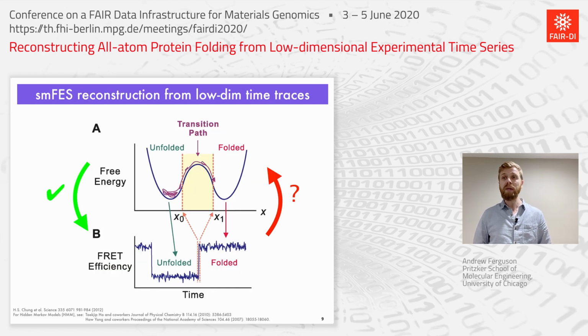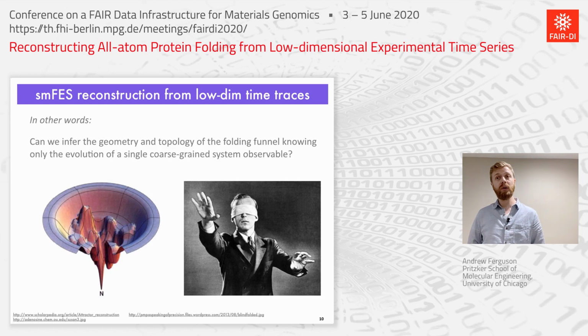So the question becomes, can we reconstruct the free energy landscape from that one-dimensional time trace? If we had the landscape, we could reconstruct the FRET curve because we're going from a high-dimensional object to a low-dimensional object. There's no loss of information. One knows the configuration of the molecule and can then predict the FRET efficiency. The question is, can we go backwards? So from this experimental data, can we reconstruct this multi-dimensional folding funnel? In other words, can we infer the geometry and the topology of this folding funnel, this single molecule free energy landscape, knowing only the time evolution of a single coarse-grained system observable? The answer is yes, up to some important restrictions.